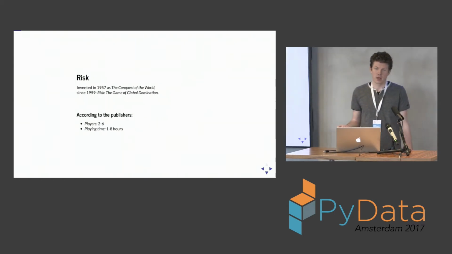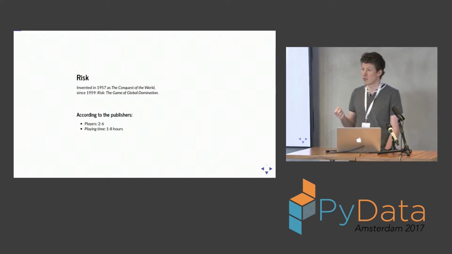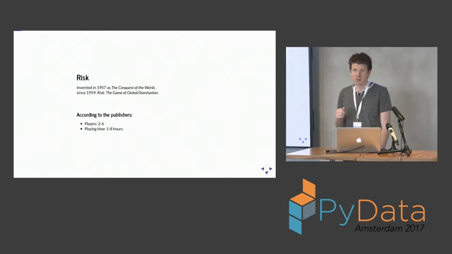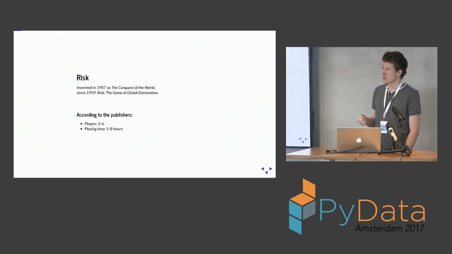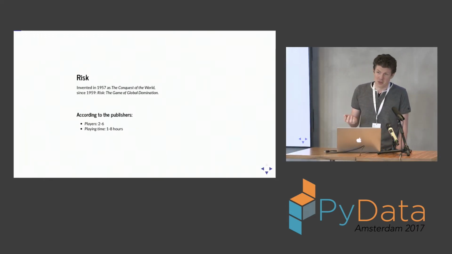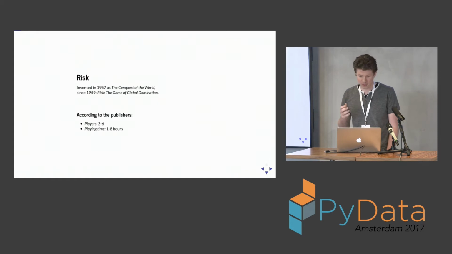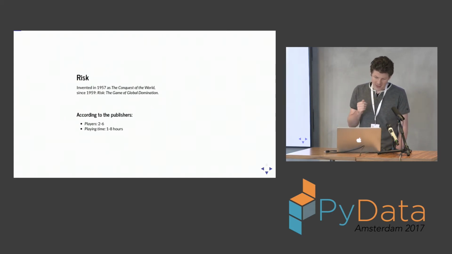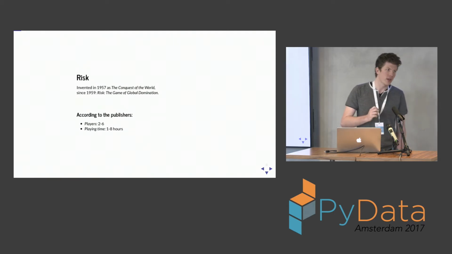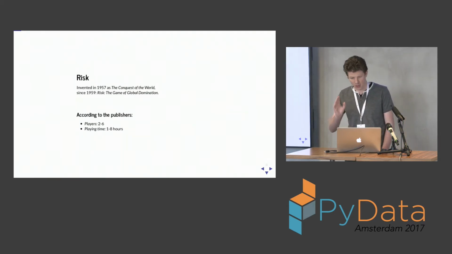So about the game. It was invented quite a long time ago. The first time it came out, it was actually not called Risk, but The Conquest of the World, in 1957. But nowadays it's always known as Risk. According to the publishers, you can play it with 2 to 6 players. I think it's more fun with 4 or more. And the playing time is somewhere between 1 and 8 hours. I can tell you, if you automate this, it goes a lot quicker.